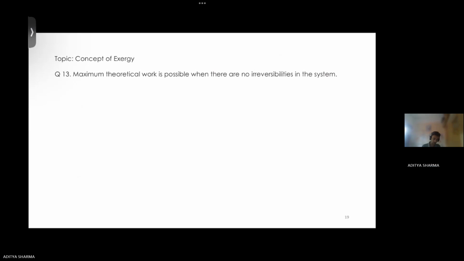Moving on to next question. The question again is from concept of exergy, and this is question number 13, and it states that maximum theoretical work is possible when there are no irreversibilities in the system. Yes, so whether this statement is true or false, we can try to answer this.